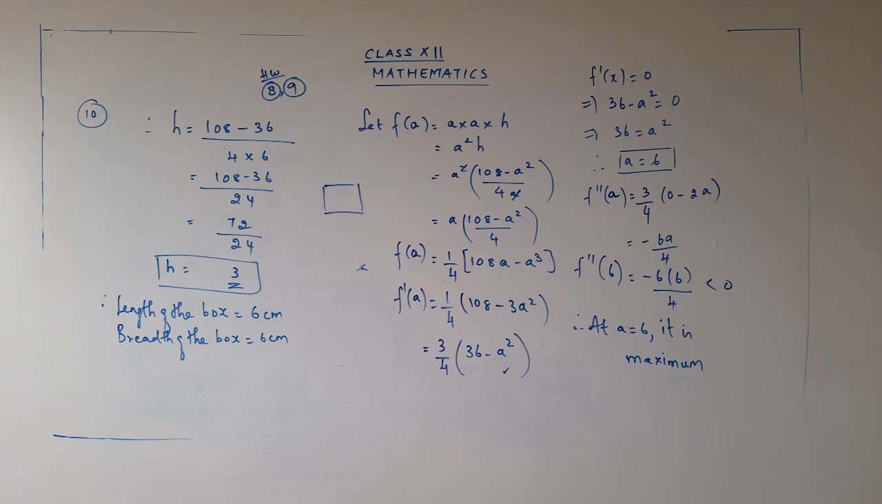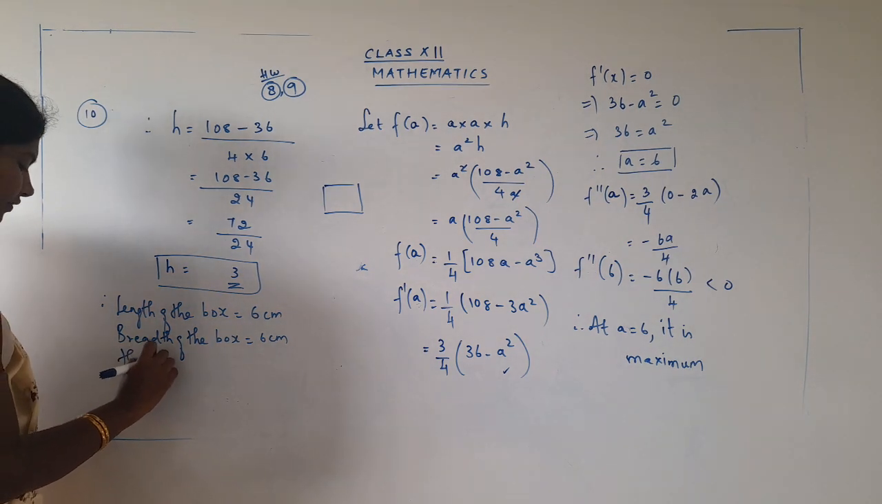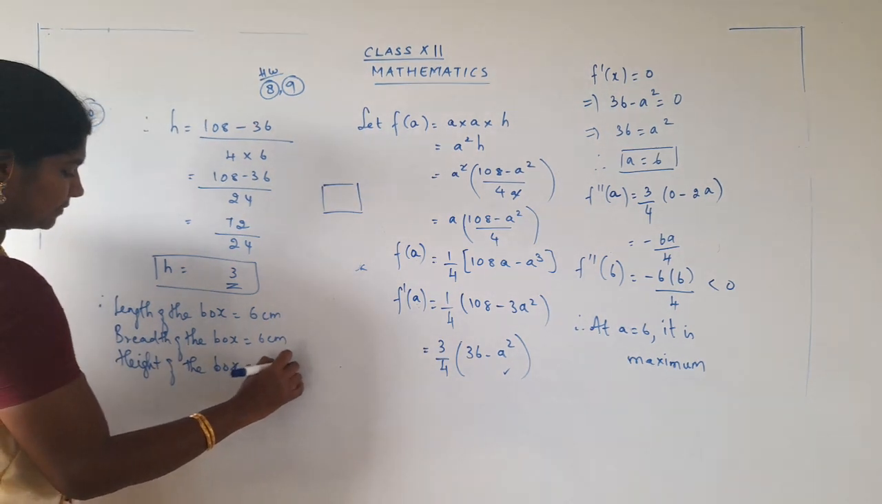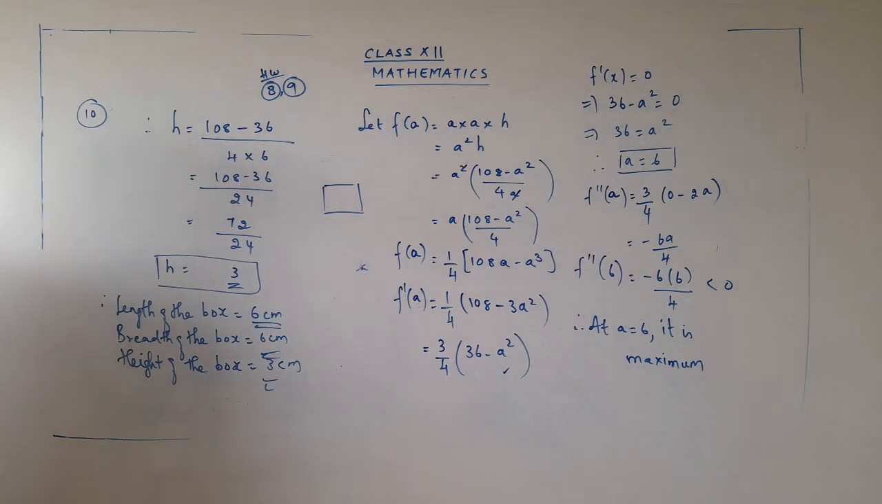Just take out the steps. Write on the next step. Therefore, height of the box is equal to 3 centimeters. So length was 6, breadth is 6 and height is 3.